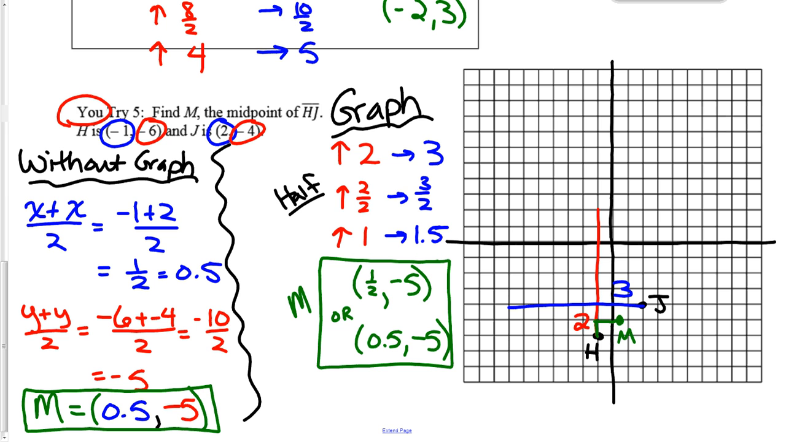Here is the solution. Your answer is here in the large green box, and I'll take either way, either 1/2 comma -5 or 0.5 comma -5. If you got that correct, then you just keep the video running. If you did not get that answer, please pause the video here and figure out how to do this question properly or write down some questions. So pause the video now if this is not correct.